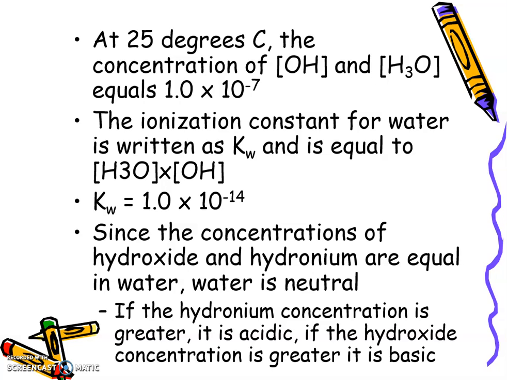At 25 degrees C, it turns out that the concentration of your OH- and H3O+ will be 1 times 10 to the minus 7 each. Now we get what's called an ionization constant for water, where you multiply those two numbers together, the concentration of the OH- times the H3O+. Well, if you take 1 times 10 to the minus 7 times 1 times 10 to the minus 7, of course you get 1 times 10 to the minus 14. Since the concentration of hydroxide and hydronium are equal in water, water is neutral.